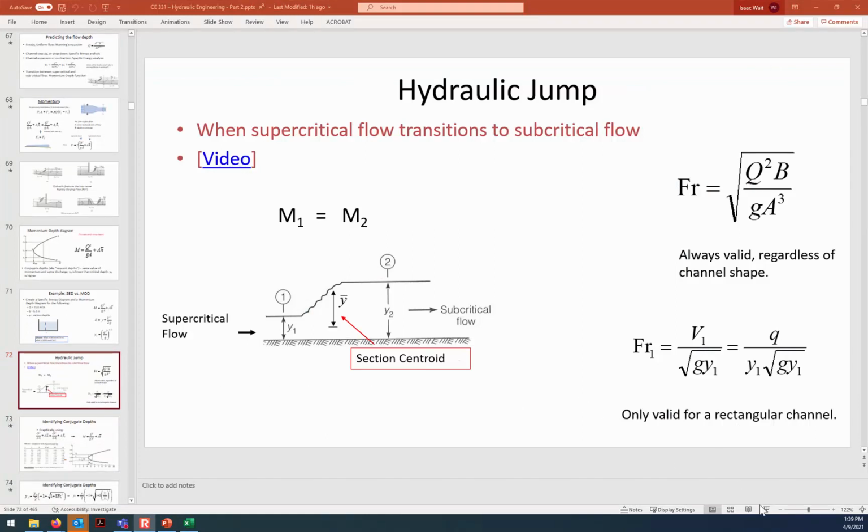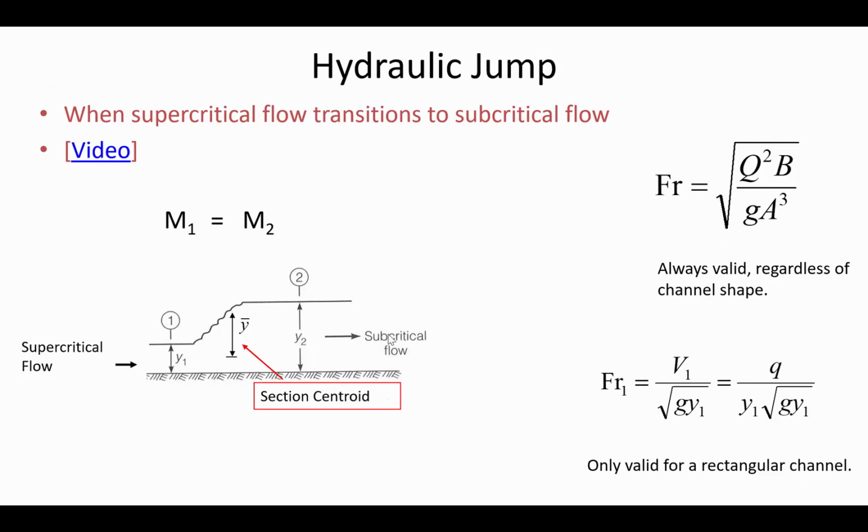All right, so as that video just showed, this is a cross-sectional view of a hydraulic jump. There's an upstream depth that is supercritical, a downstream depth that is subcritical, and through that transition, momentum is conserved. Energy is not. And that's oftentimes the whole point of forcing a hydraulic jump, to dissipate the energy.